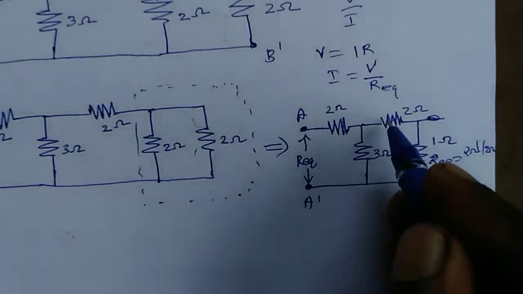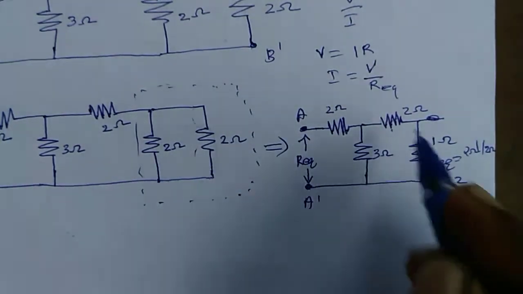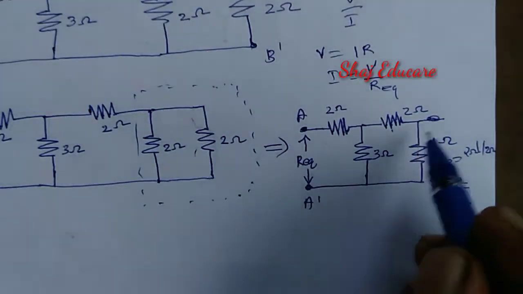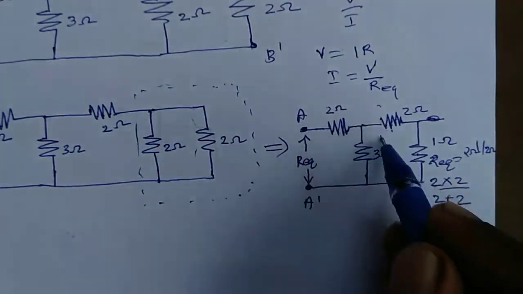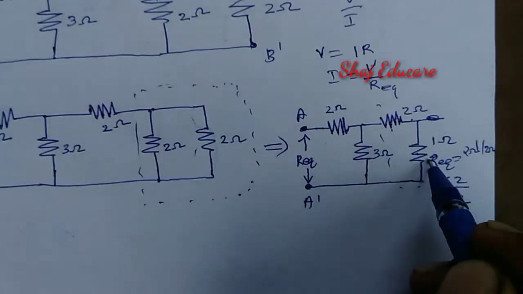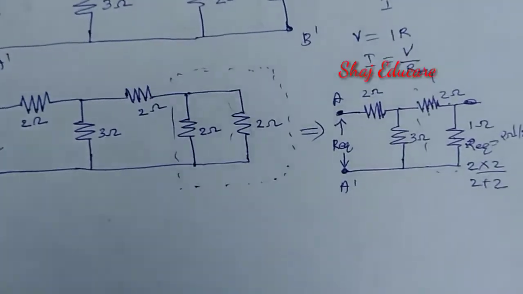Now, what is the relationship between this 2 ohm resistance and this 1 ohm resistance? They are in series with each other. So let us replace these two resistances, this 2 ohm resistance and 1 ohm resistance, using their equivalent resistance.